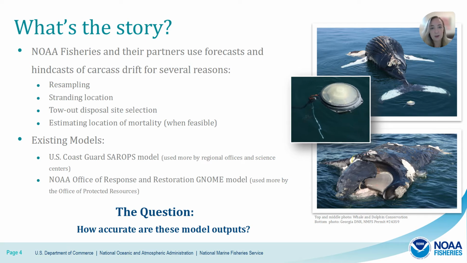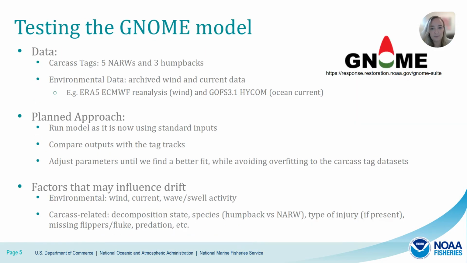When NOAA has used these models in the past, an overturned vessel or shipping container has been used as a proxy for a whale carcass, but the question remains, are these accurate representations? We will be using data from 8 carcass tags, 5 from right whales and 3 from humpbacks, deployed on the U.S. East Coast along with archived environmental data to test the performance of OR&R's GNOME model.